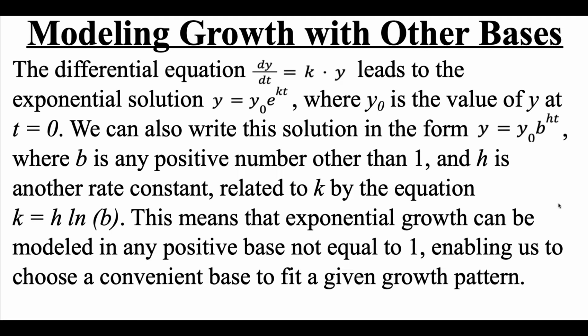We could also rewrite this solution using a different base. So we could rewrite it in the form y equals y sub 0 times b raised to the ht, where b is any positive number other than 1, and h is a different rate constant, but it's related to k using the equation k equals h times the natural log of your base b. So this means that we can take exponential growth problems and model them using any positive base as long as that base is not 1. So we can choose a convenient base to fit a given growth pattern that we're dealing with.